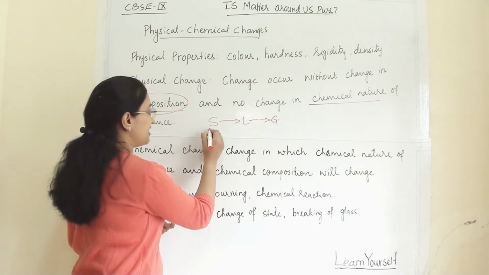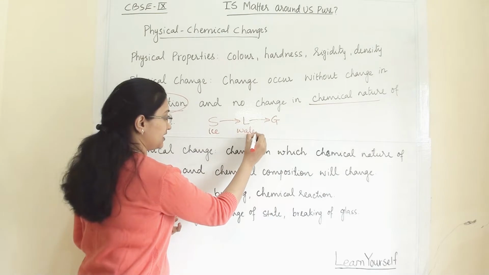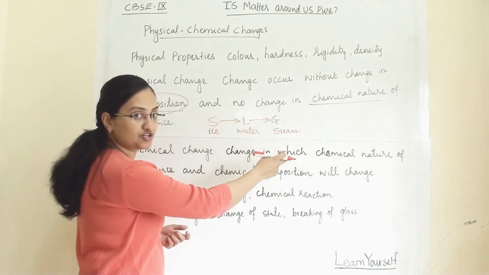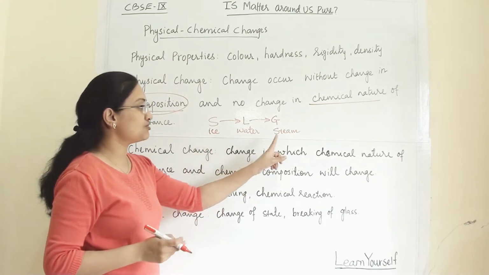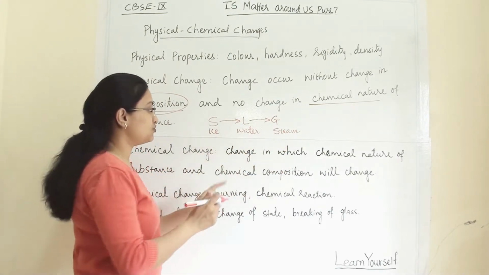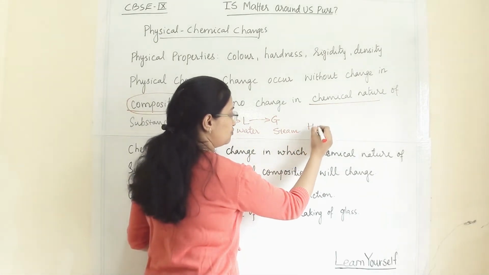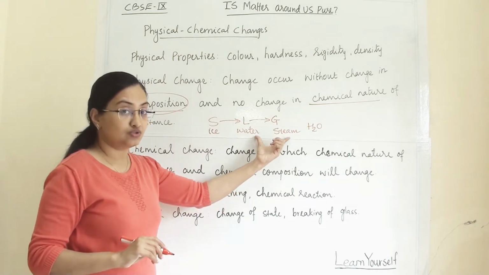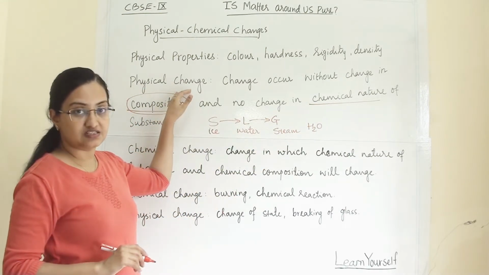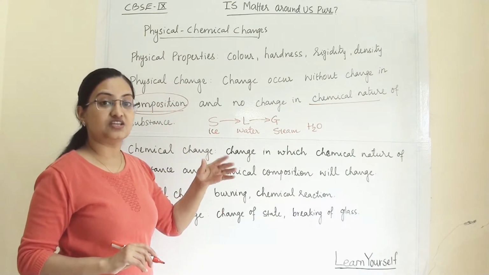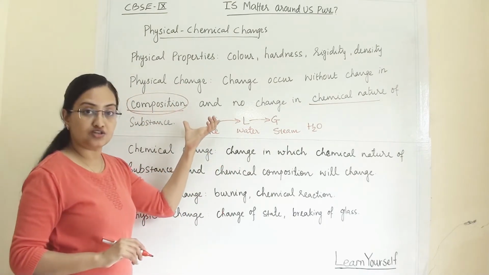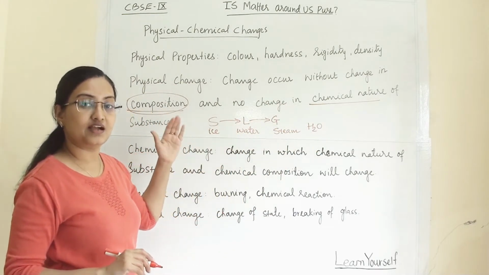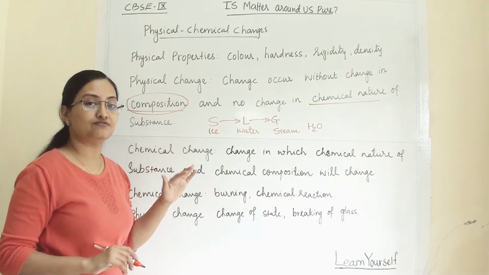For example, if ice is converting into water and water will convert into steam, under this interconversion of state, the composition of water will remain the same throughout this change, that is H2O. Its chemical properties will not be affected by this change. So this change is termed a physical change. So what is a physical change? In which the composition will not change and the chemical nature of the substance should not change. Then that change is termed a physical change.